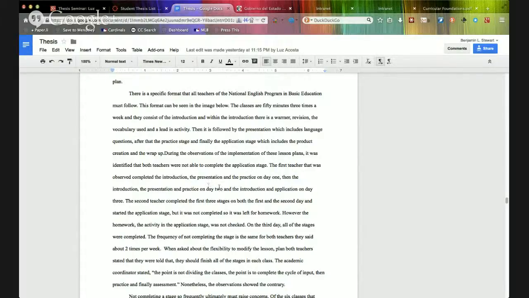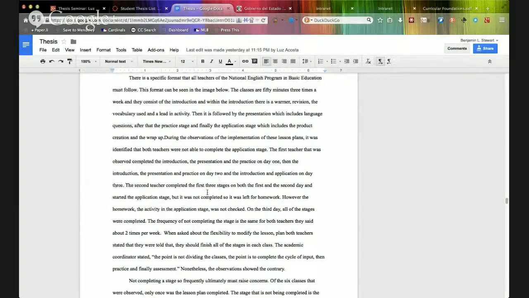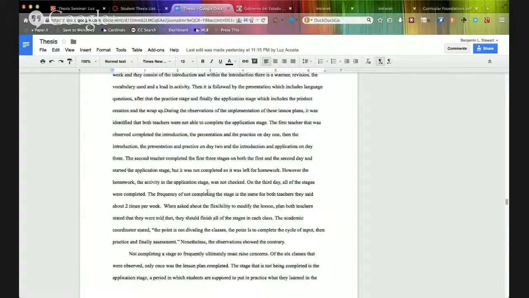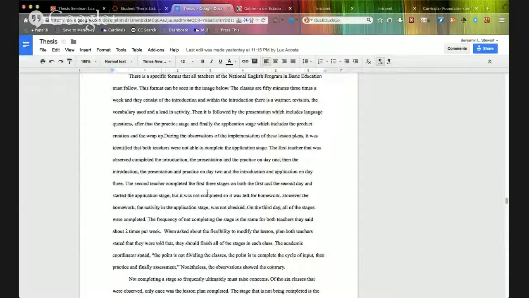First teacher was observed. Second teacher completed the first of the three. All right, so in this paragraph, you're presenting results from the two teachers. I'm wondering if you do a side-by-side table with each teacher and what they completed and what they didn't complete, and then talk about the table, talk about the highlights. Anytime that you can, it would make it easier to understand the comparison.